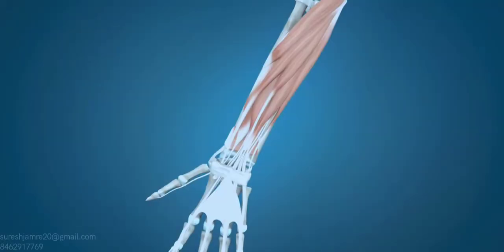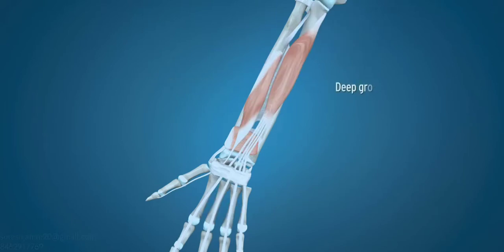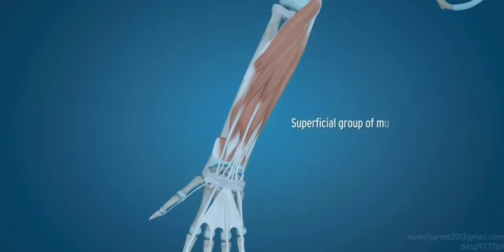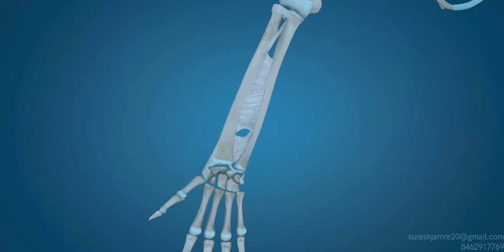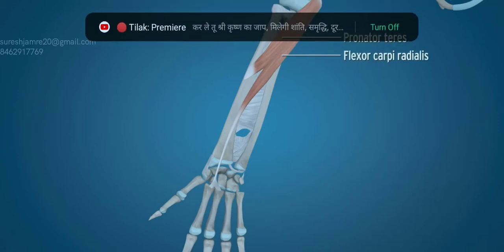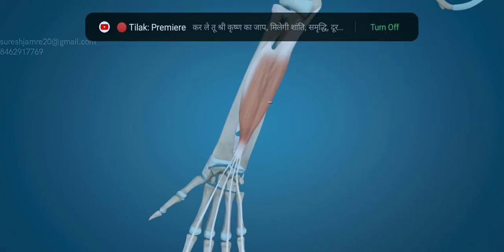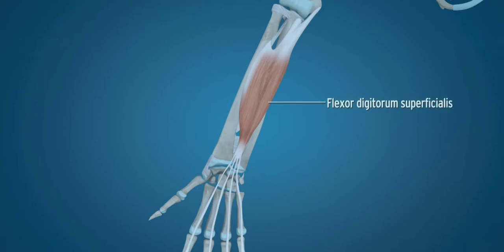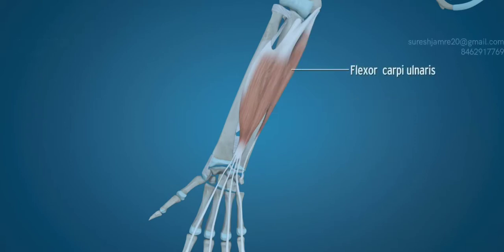Muscles. The muscles of the anterior compartment of the forearm are arranged in two groups: superficial group, deep group. Superficial group of muscles. Superficial group contains 5 muscles. These are better memorized if they are remembered from lateral to medial side: pronator teres, flexor carpi radialis, palmaris longus, flexor digitorum superficialis, and flexor carpi ulnaris.